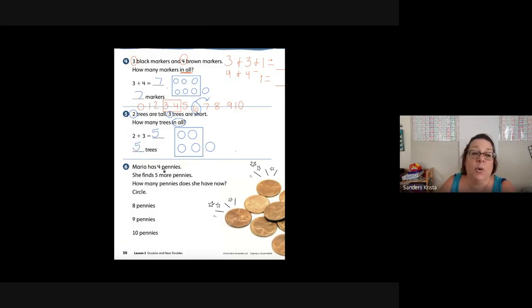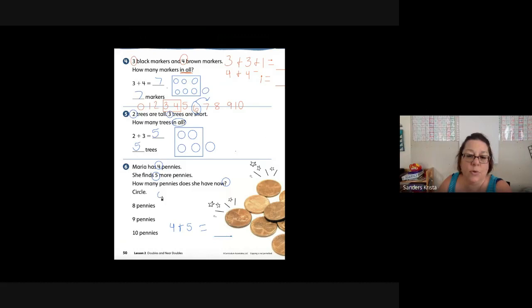Number 6, Maria has 4 pennies. She finds 5 more pennies. How many pennies does she have now? Ooh, question mark. We're wanting to know something that we do not know yet. Okay? Maria has 4 pennies. She finds 5 more. Ooh, so we have 4, and we're going to get 5 more, right? And we're going to look for the total.